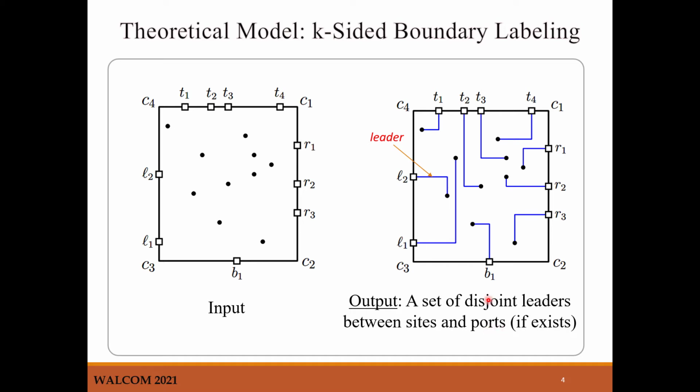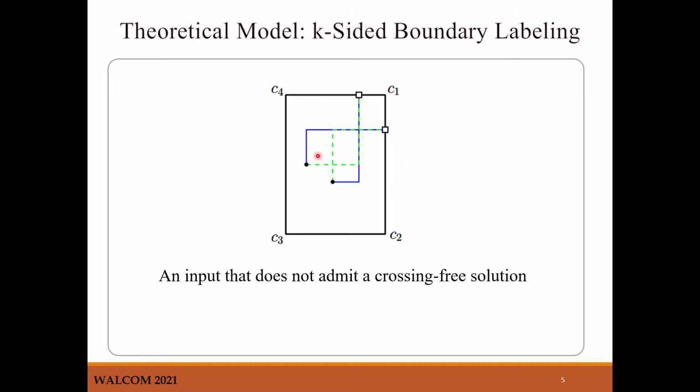And we say this is a decision problem. Sometimes a solution may not exist. This is a simple input and you have only two sites, and the top port and the right port can be connected to these two sites in only a few ways, and however you connect them you will have a crossing, and that's why this is an input for which the answer is negative.